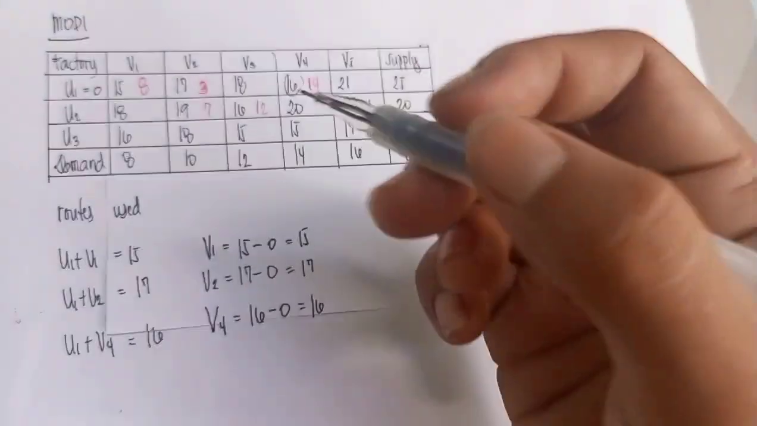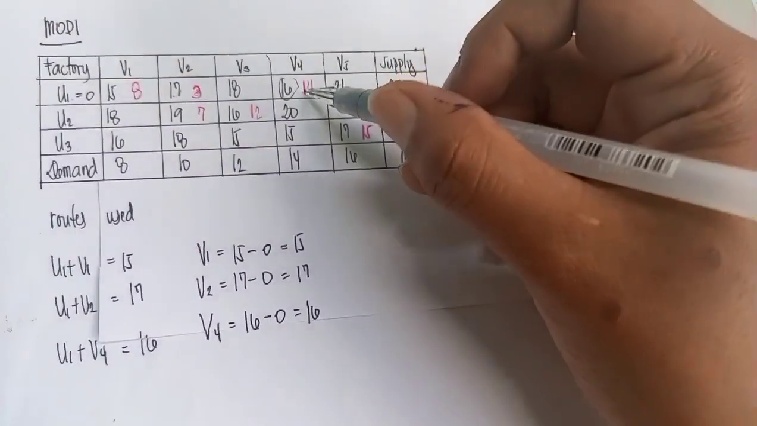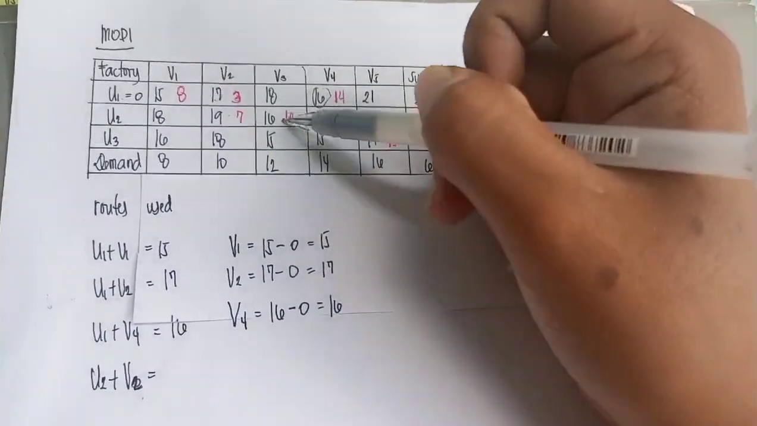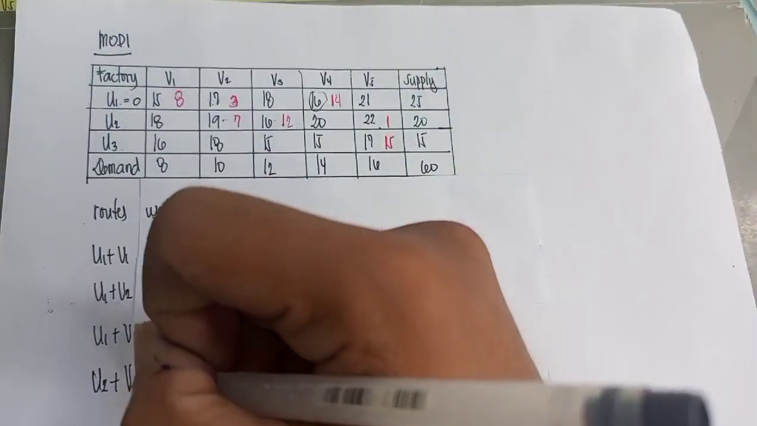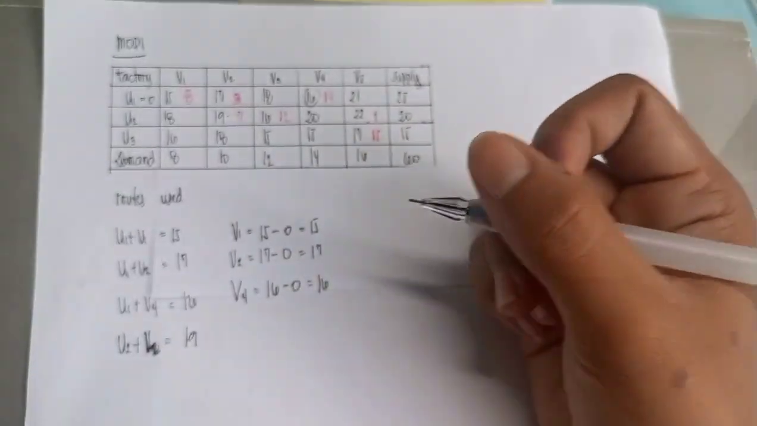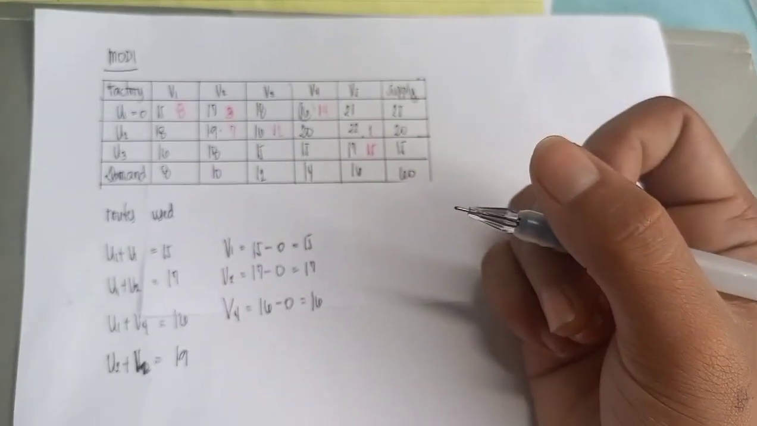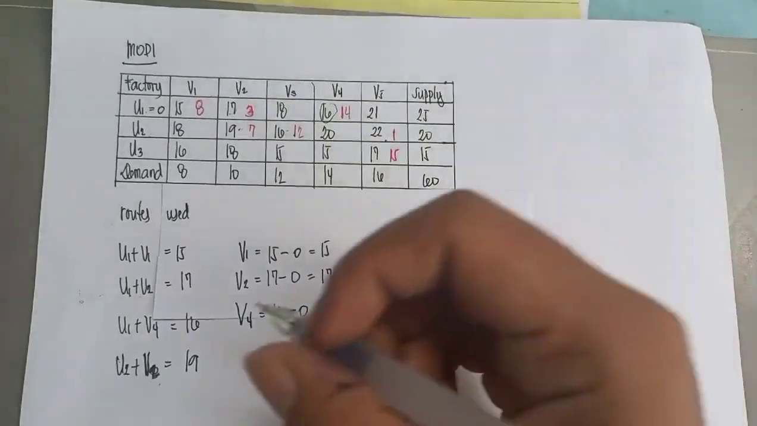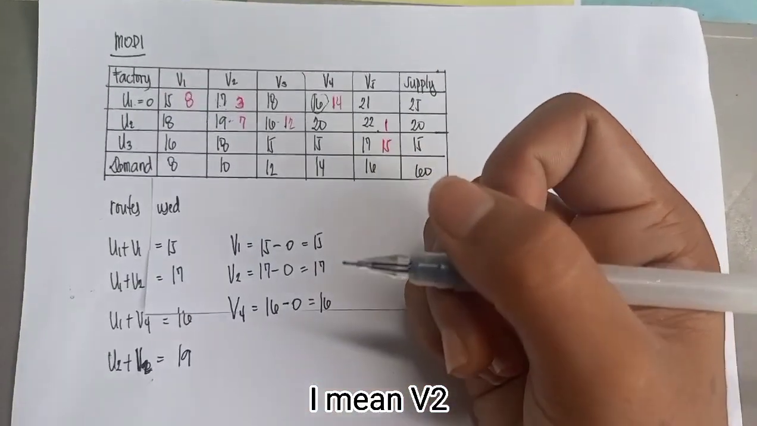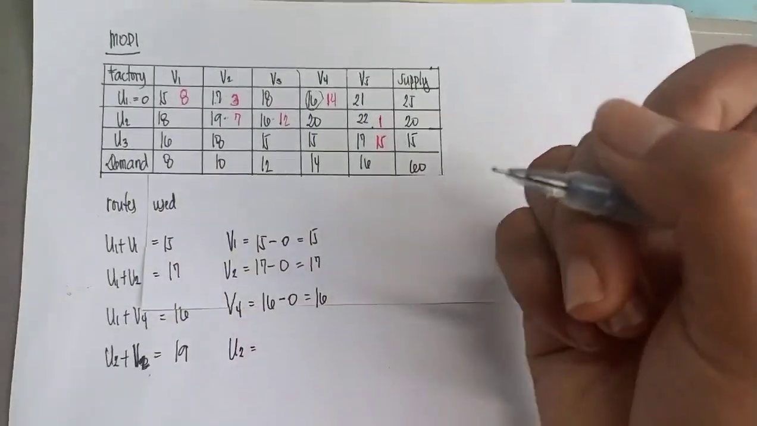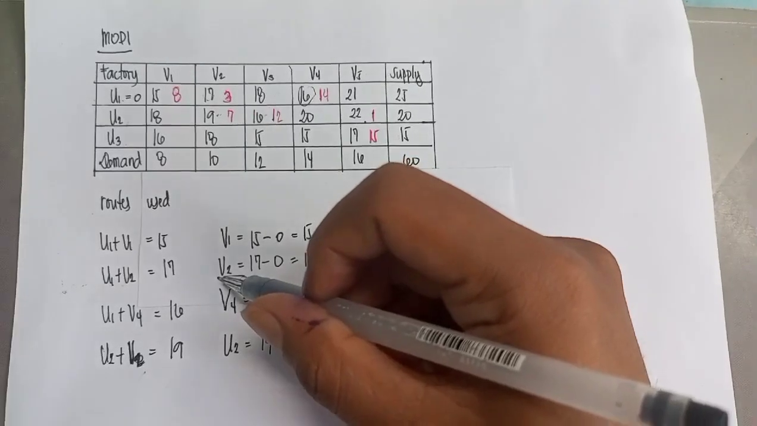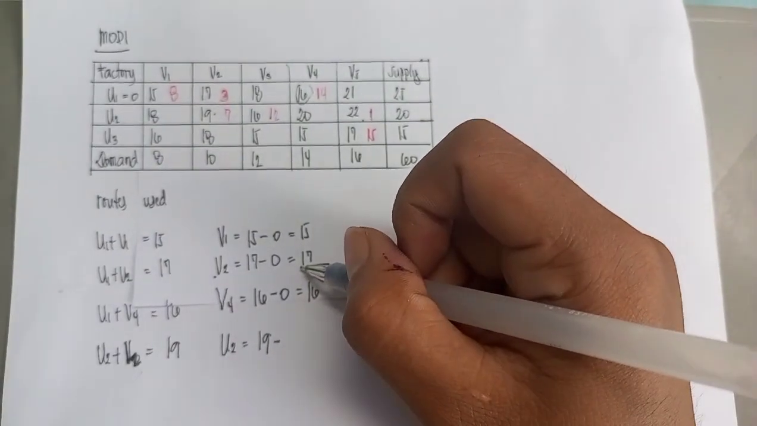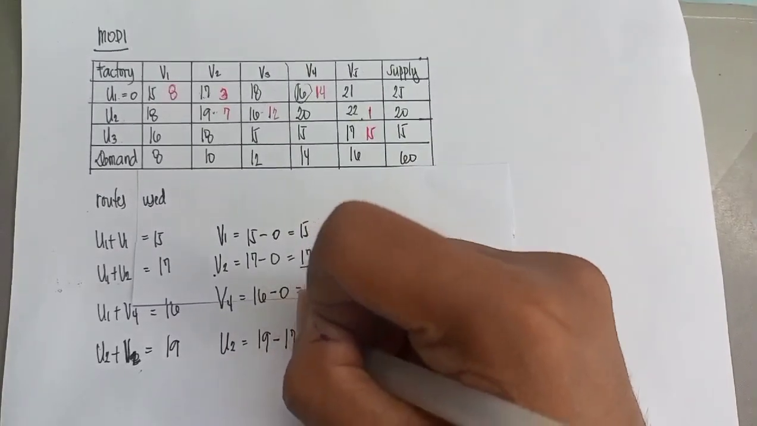Next, in our U2, since we have the occupied cells here in V2, V3, and V5, we will first compute in our V2. So U2 plus V2 is equal to 19. And then next, using algebra, we will transpose it to find the value for our U2. So U2 is equal to 19 minus V2. So U2 is equal to 19 minus the value for our V2, which is 17. So 19 minus 17 is equal to 2.